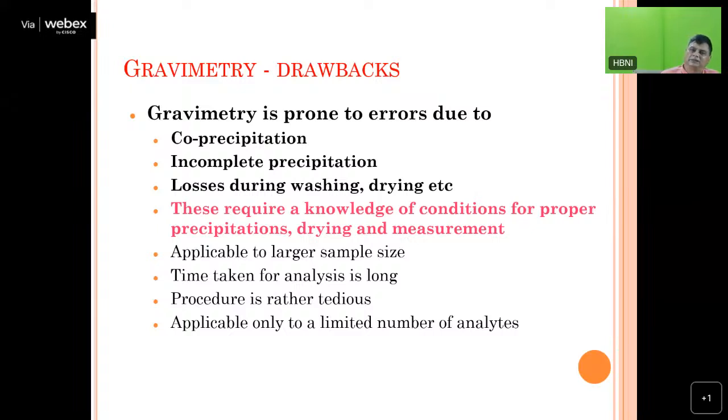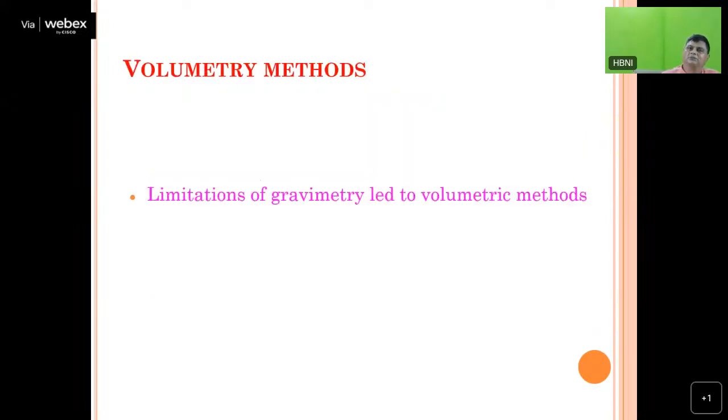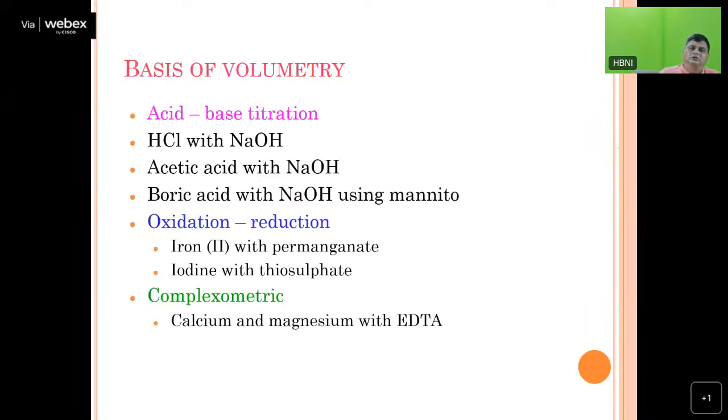It is applicable to a large sample size. The time taken for the analysis is long, the procedure is rather tedious, and it is applicable only to a limited number of analytes. So these are a few drawbacks. To cover these drawbacks, volumetric analysis comes into the picture. So the limitations of gravimetric methods lead to volumetric methods. The volumetric methods include acid-base titration, oxidation-reduction, and complexometric titrations.